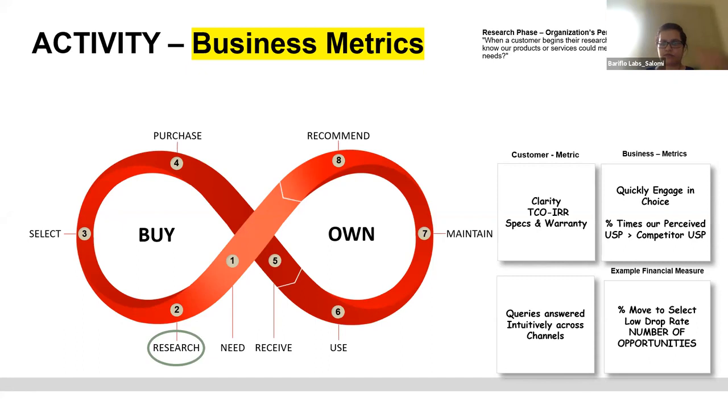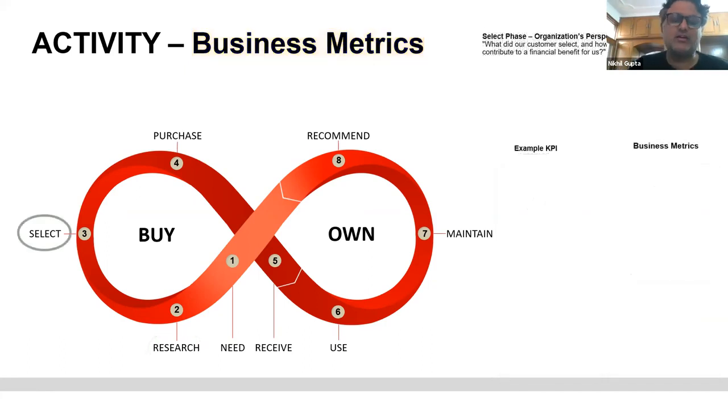Does that research lead to engagement or choice or not? Because why have you put that message, that specs, that warranty? What do you want them to do after that? Purchase it, or at least select it. So at every stage you can have this measurement. Now it is how quickly you engage with the customer, and at the same time the percentage that move. How many people went to select, whether the number of opportunities increased or not, whether the drop rate went low or not.